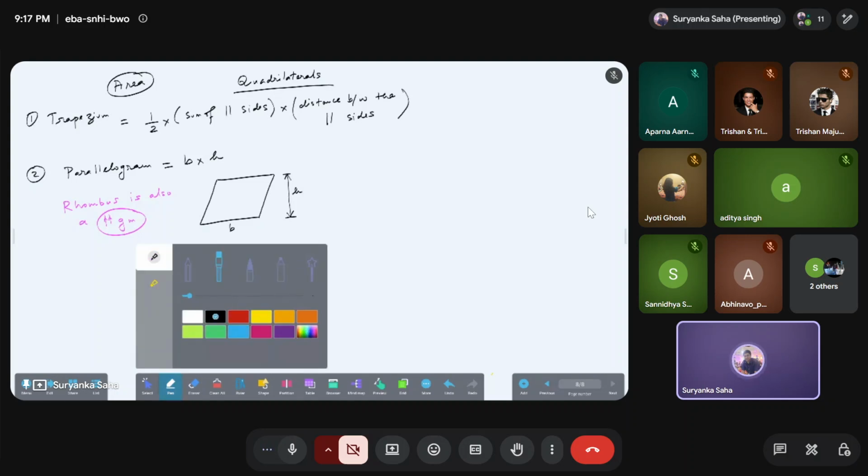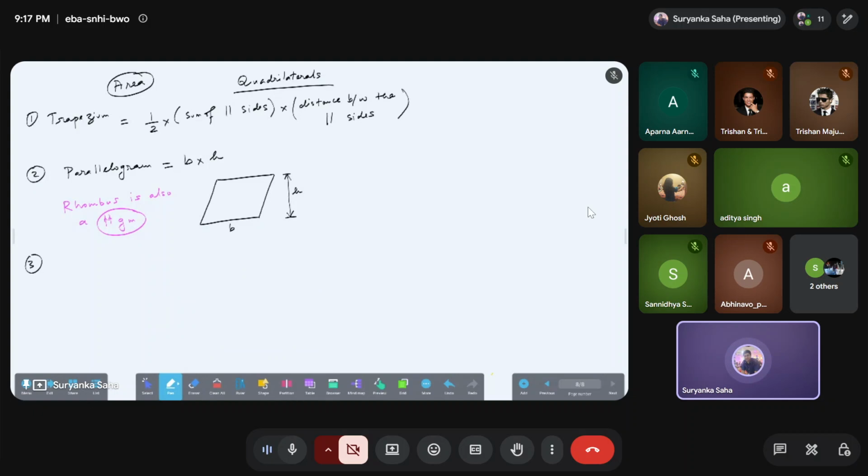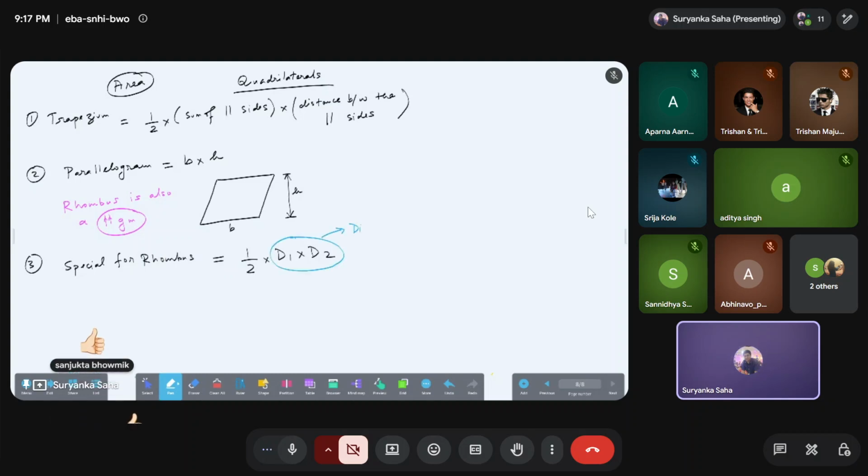Now tell me, what is the special formula of a rhombus? Special for rhombus. Half into D1 into D2. Yes, half into diagonal 1 into diagonal 2. These are diagonals. Okay, understood everyone? These are the diagonals of the rhombus.